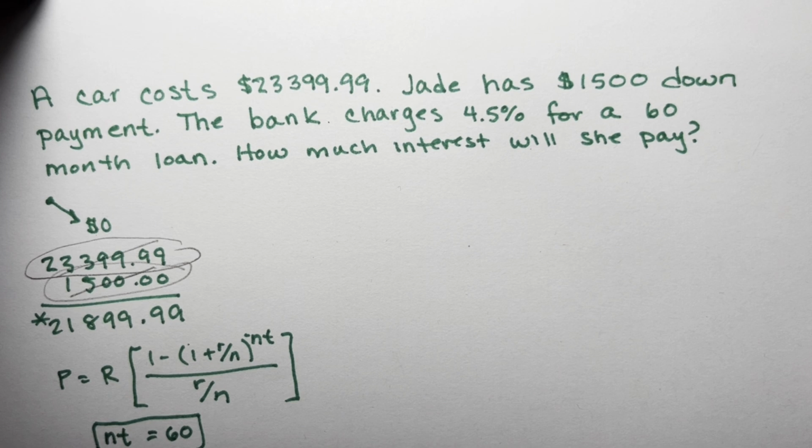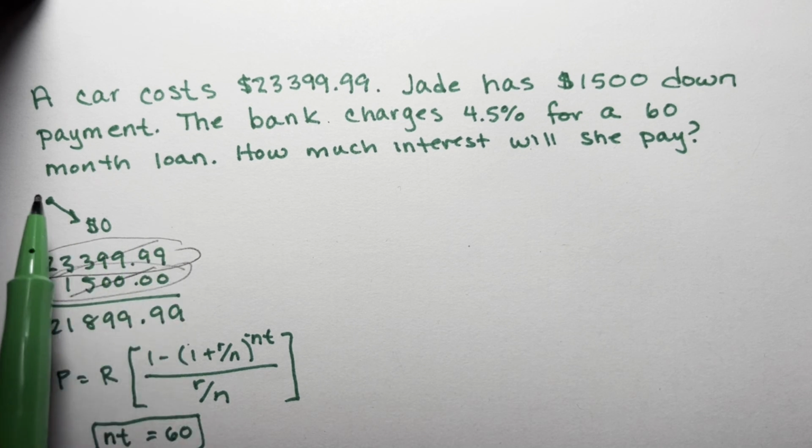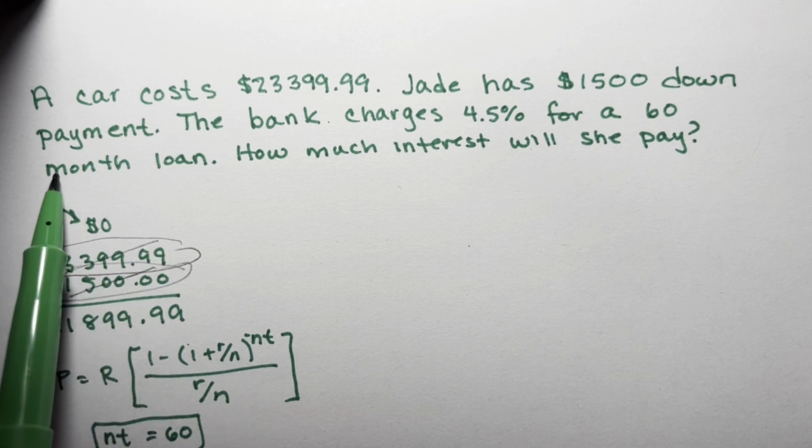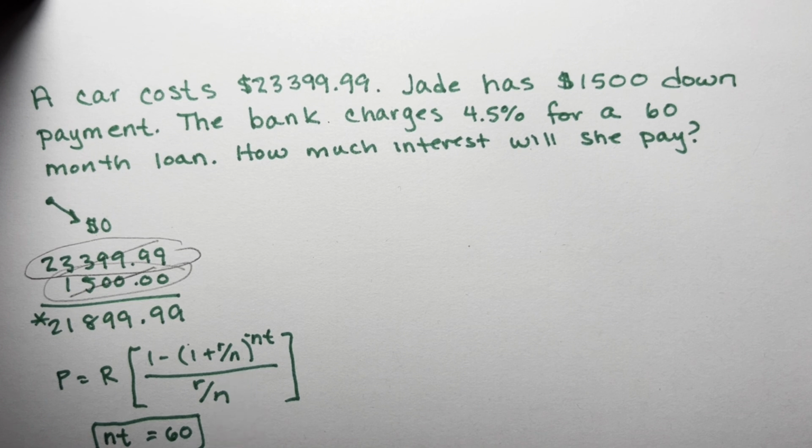We don't need to multiply the n times the t because n is monthly. T, we're not told how many years, but this is how car loans go. You're not told that this is a 5-year loan and then take 5 times 12 to get 60. You're just told a 60-month loan. That's how car loans go, and this is why it is set up this way.